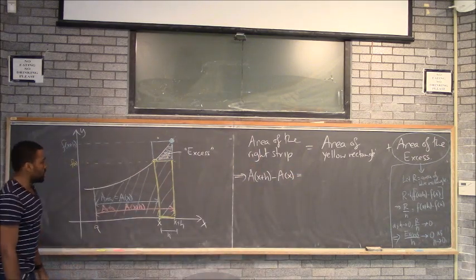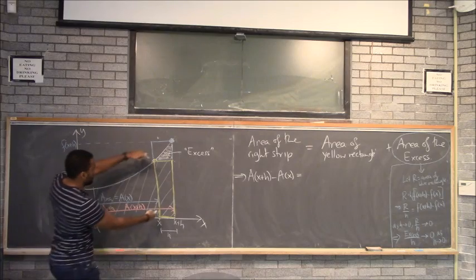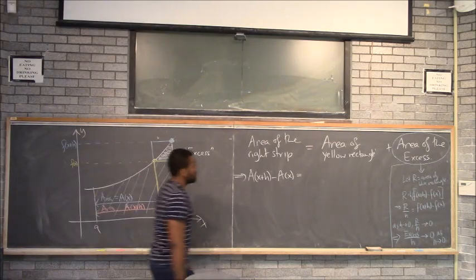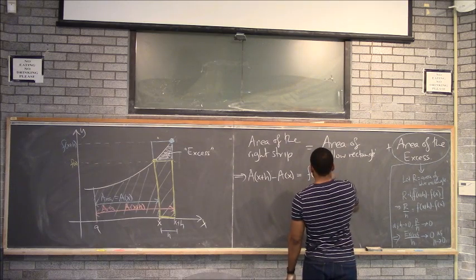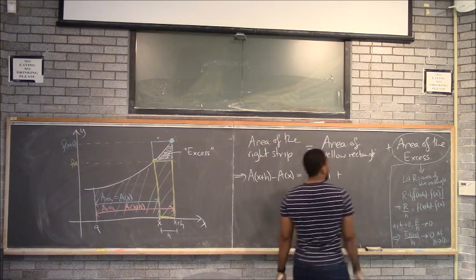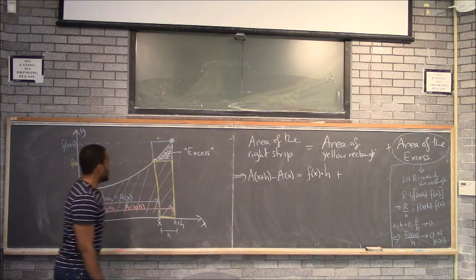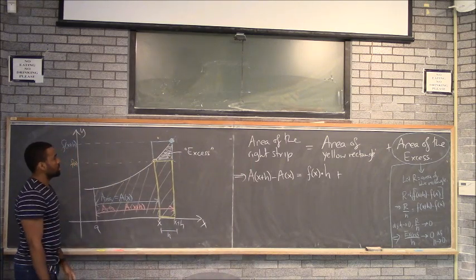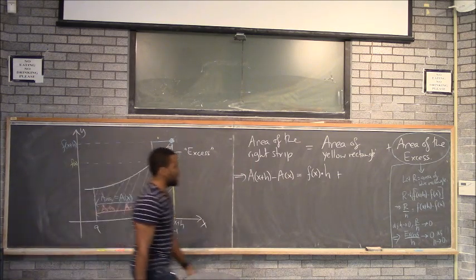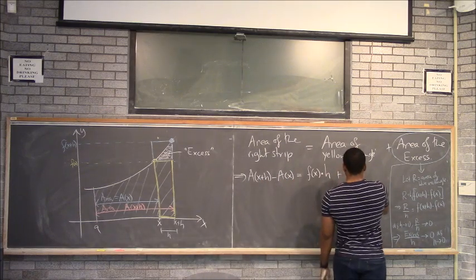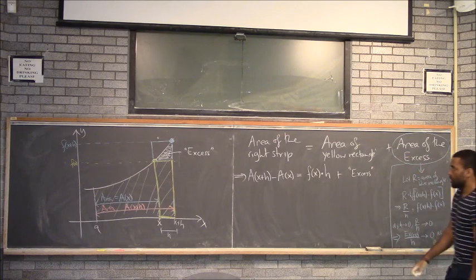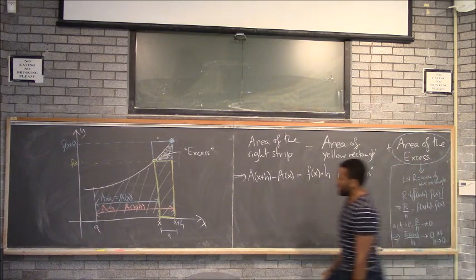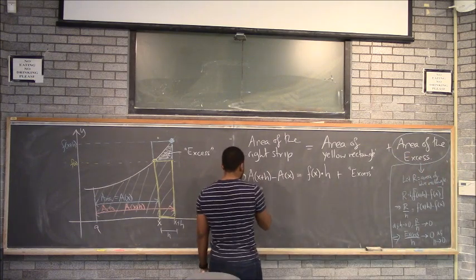What is the area of the yellow rectangle? Well, the area of the yellow rectangle is going to be height times width. That is going to be f of x times h plus the area of the excess. Well, that's just the excess. I don't really know what that is. But here's what I can do. I can divide both sides by h.